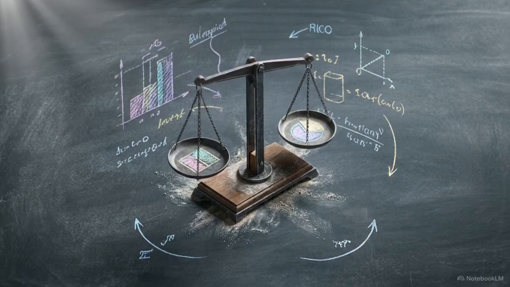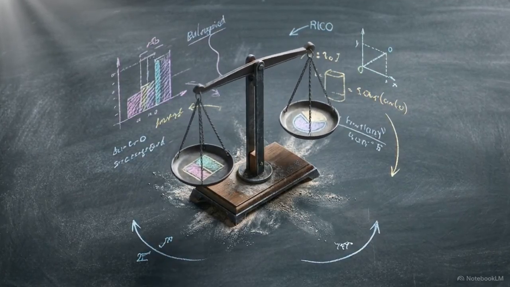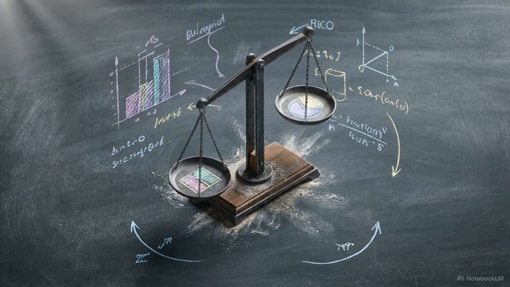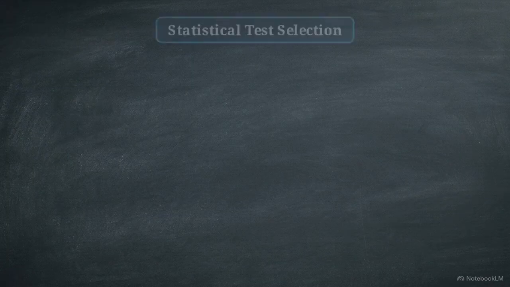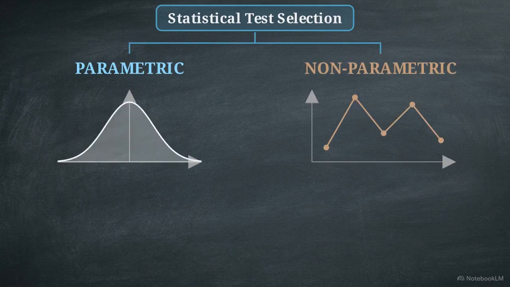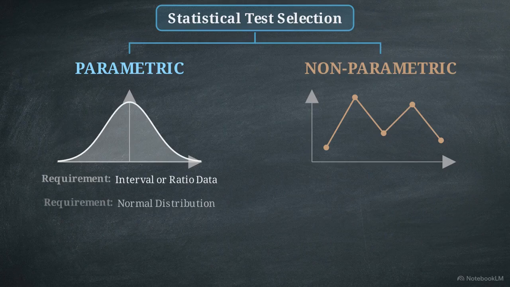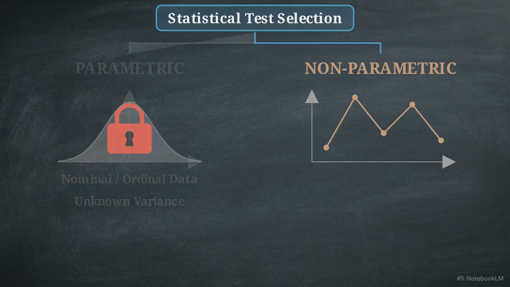This brings us to step 6, hypothesis testing. A research hypothesis predicts a relationship between variables, stated so it can be strictly confirmed or refuted. The testing process splits into two distinct mathematical paths, parametric and non-parametric. Parametric tests are based on strict assumptions. They require interval or ratio data and a normally distributed population. If the population variance is unknown or the data is only nominal or ordinal, the parametric path is excluded.